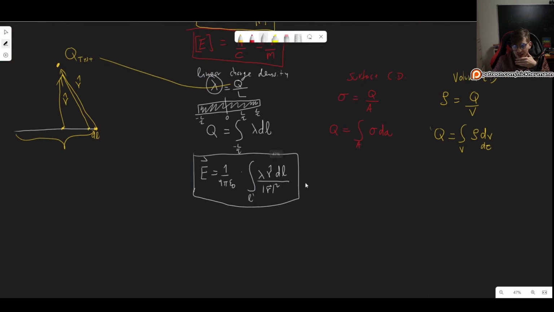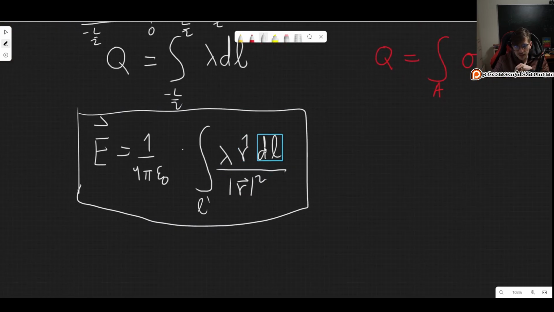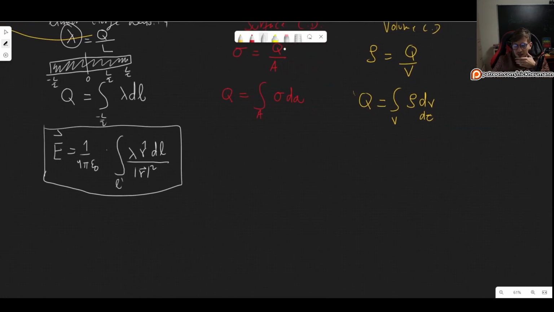Now this may look scary, but don't worry. Everything that this is going to be about is finding these vectors, plugging them in and solving just this one integral. It's going to be a lot easier than it looks. All you need to do is learn this formula and then apply it. Now for the other cases, it's going to be exactly the same, except that instead of having lambda, we are going to have either a sigma or rho.